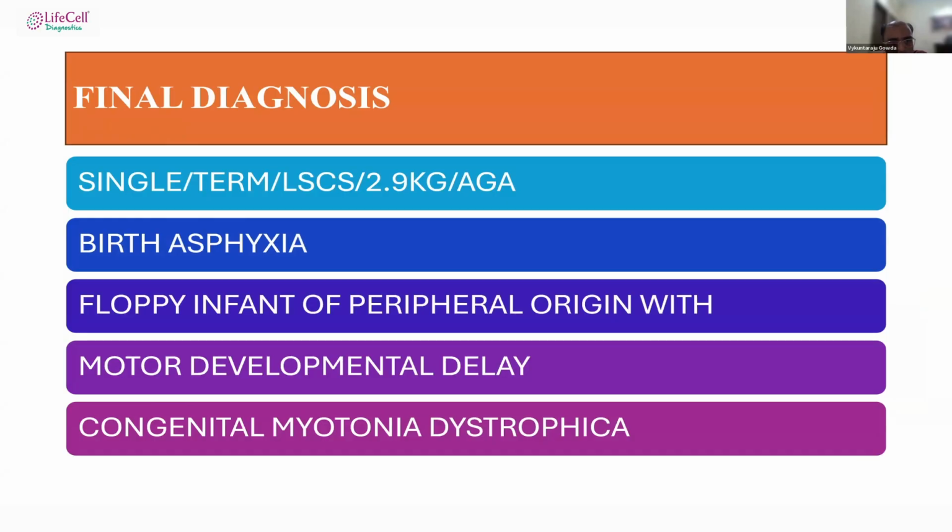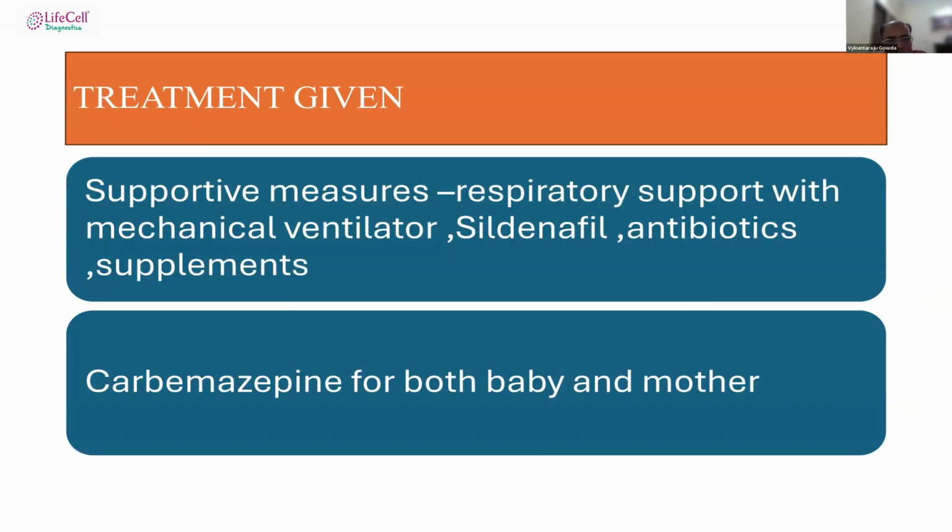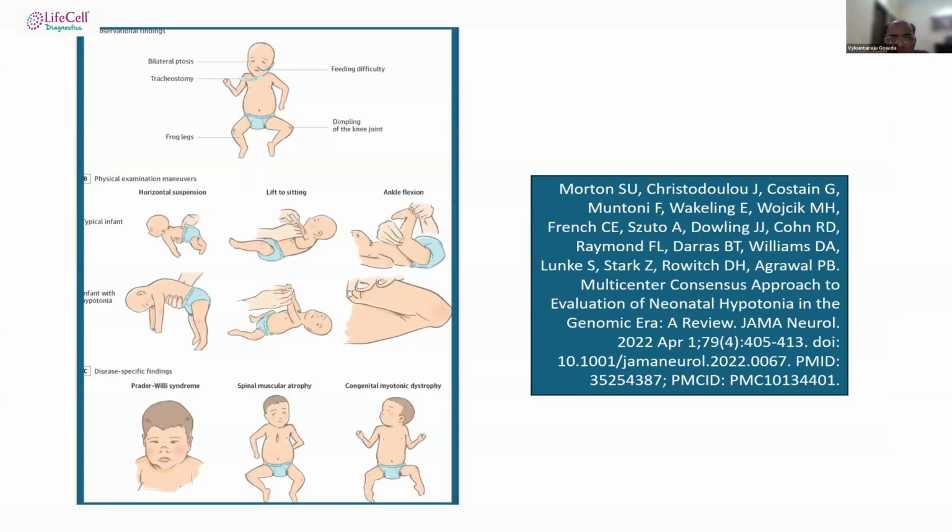The child was finally diagnosed with congenital myotonic dystrophy and started on carbamazepine. The child showed significant improvement, and the mother was also started on it and also noted improvement. This is a chart showing various clinical features of a floppy infant that give important clues for the diagnosis.